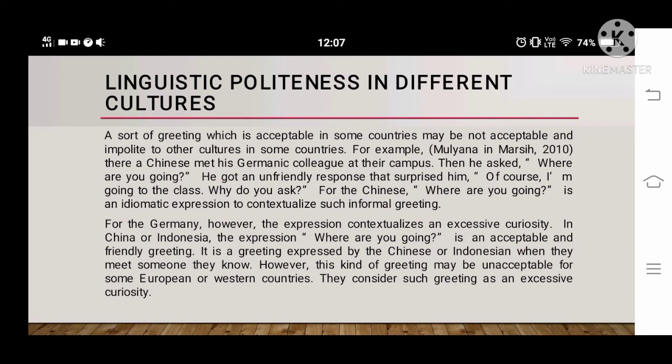For Chinese, the question "Where are you going?" is an idiomatic expression to contextualize such informal greeting. But for Germans, however, the expression contextualizes an excessive curiosity. In China or Indonesia, the expression "Where are you going?" is an acceptable and friendly greeting. It is a greeting expressed by the ASEAN, such as Chinese or Indonesian, when they meet someone they know. However, this kind of greeting may be unacceptable for some Western countries. They consider such greetings as an excessive curiosity.